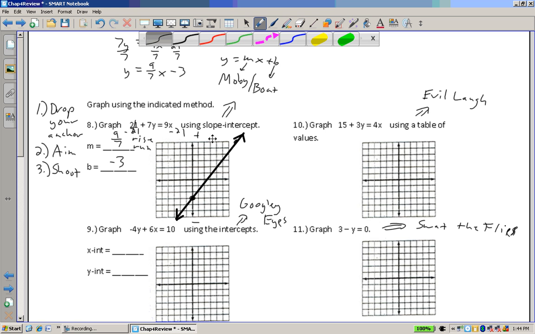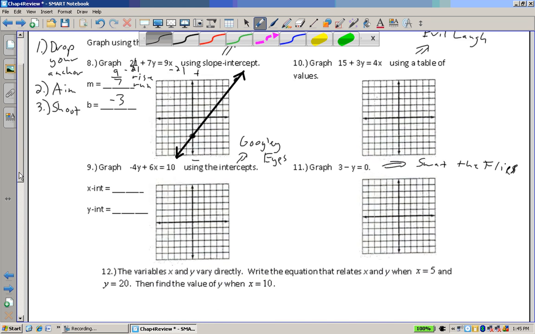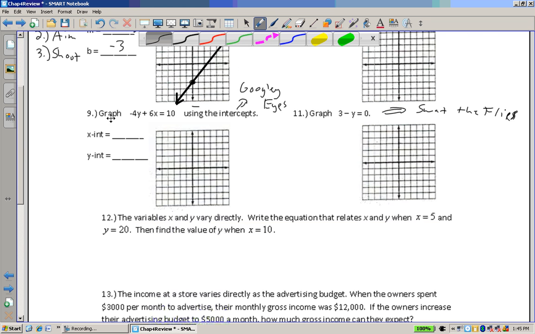So that is how I like to do slope-intercept form. We drop our anchor on the boat, negative 3. We're going to aim, which is rise and run from the boat. Rise 9, run 7, and then we shoot. Graph our line. Now, number 9, I like to use the intercepts.